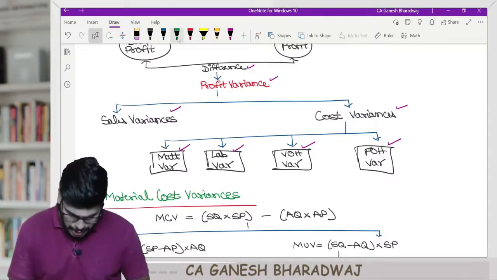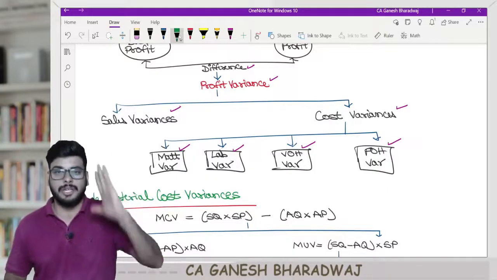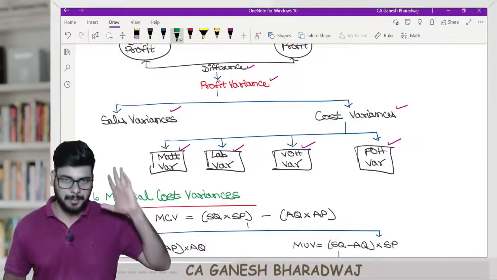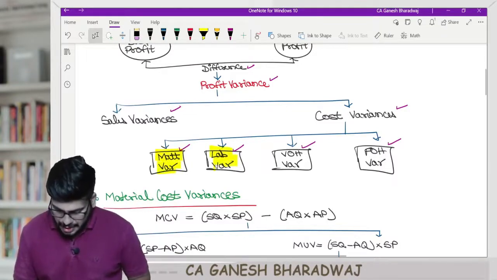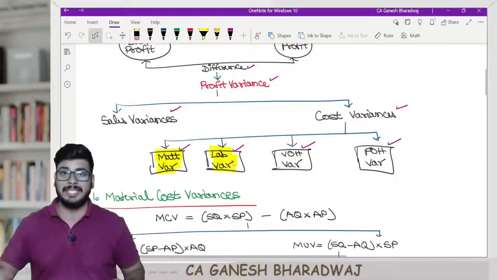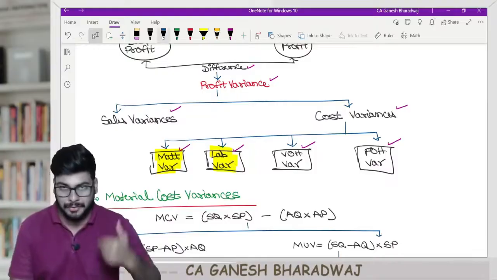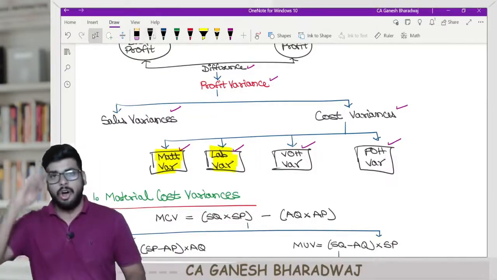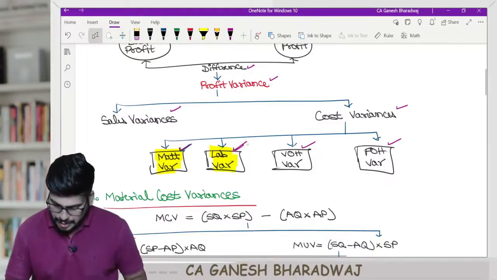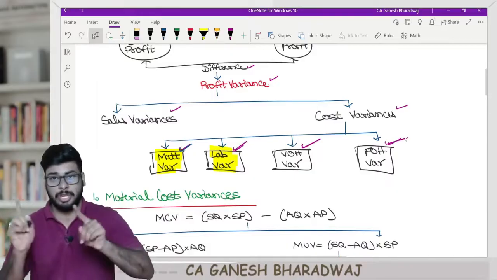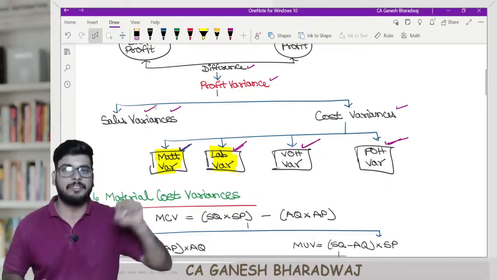Yes. Now, in this CMA intermediate syllabus, if you are a student appearing for paper 8, cost accounting, in your syllabus you have only material cost variance and labor cost variance. That's about it. Whereas if you are a paper 12 management accounting student writing the second group, all the variances are applicable. That is material cost variances, labor cost variances, variable overhead cost variances, fixed overhead cost variances, and even the sales side variances.